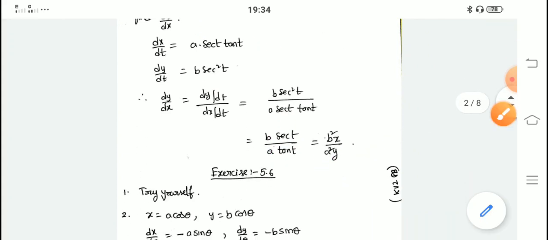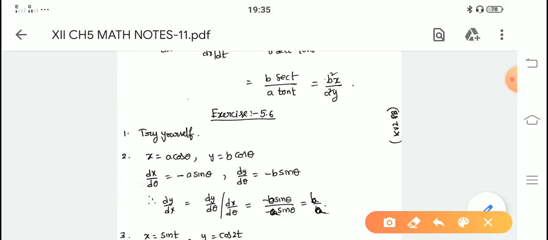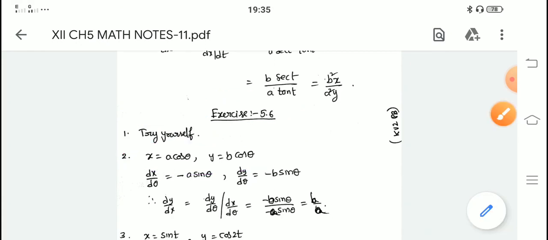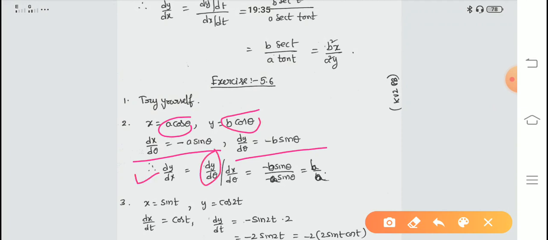Okay. Exercise 5.6 questions. Take your textbooks and keep them with you, and notebook also. Exercise 5.6. Try yourself. The first one, try yourself. Second one: x is equal to a cos theta, y is equal to b cos theta. How to do it? See, dx by d theta is minus a sin t, dy by d theta is minus b sin t, because the derivative of cos theta is minus sin t. That's why I did it like this. So for dy by dx, the formula is dy by d theta by dx by d theta.